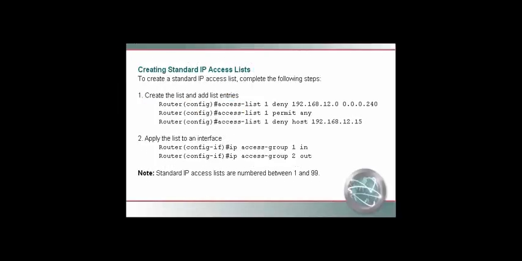To review, configuring an IP access list requires two steps. First, create access list entries with the access list command, specifying the nodes or networks from which you want to permit or deny traffic. Use a number between 1 and 99 to identify the standard IP access list. Second, apply the access list to an interface with the IP access group command, specifying either an incoming or outgoing filter.